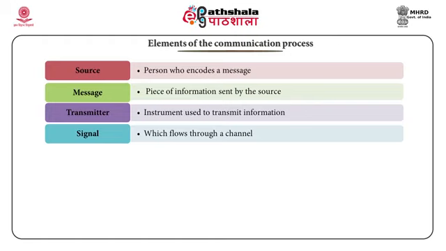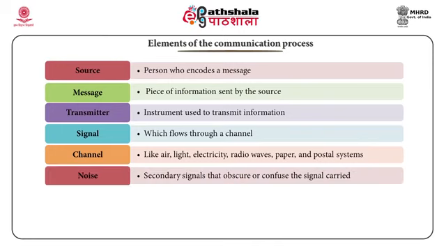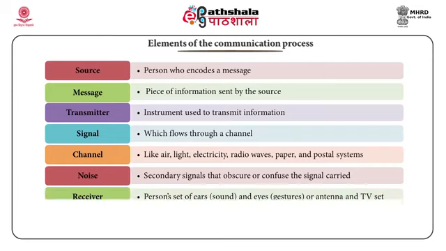The next element is the carrier or channel. It is represented by the small unlabeled box in the middle of the model. The most commonly used channels include air, light, electricity, radio waves, paper, and postal systems. There may be multiple channels associated with the multiple layers of transmission. Noise. In Shannon's model, noise is restricted to noise that obscures or damages some portion of the signal within the channel. Next element that you see is the receiver.